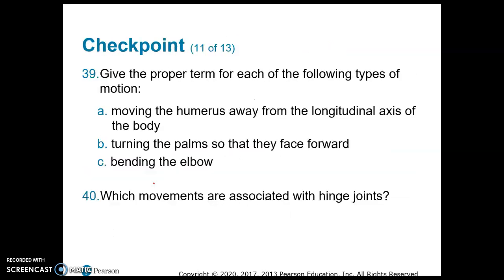Give the proper term for each of the following types of motion. Moving the humerus away from the longitudinal axis of the body is abduction, A-B-D-U-C-T-I-O-N, abduction. Turning the palms so they face forward is pronation. Bending the elbow is flexion.